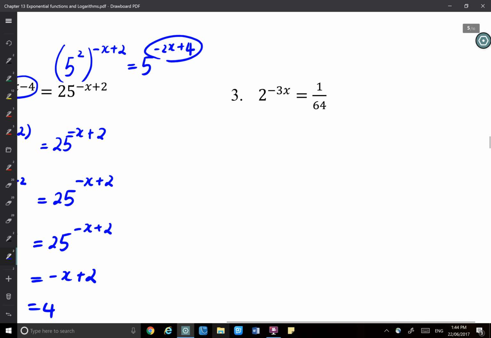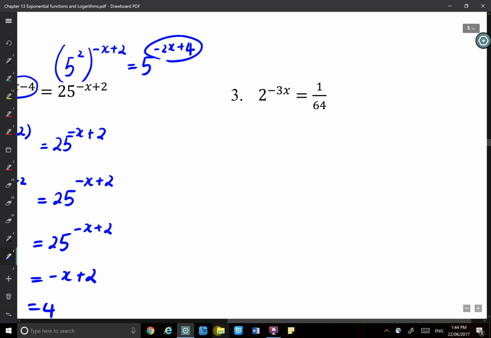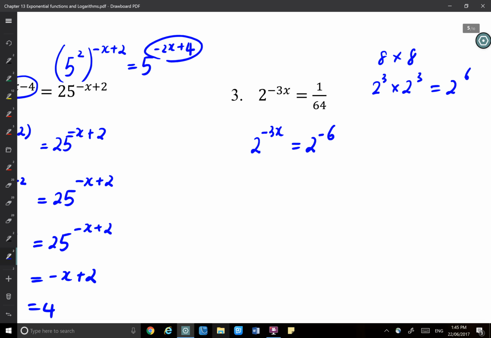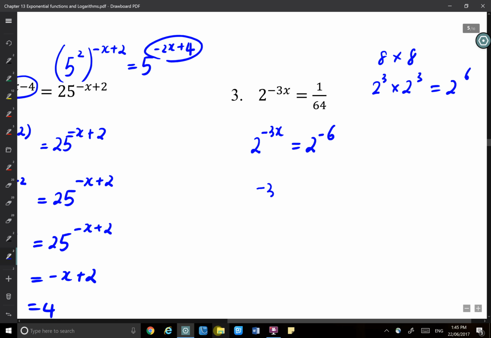Okay, next one. Next one is 64. 8 times 8 is 64. 8 is 2 to the power of 3, times 2 to the power of 3. That is 2 to the power of 6. But it's in the denominator. So that is 2 to the power of negative 6. The denominator, you flip it, is 1 over 2 to the power of 6. So 2 to the power of negative 6. Therefore, minus 3x must be the same as minus 6. x will be 2.